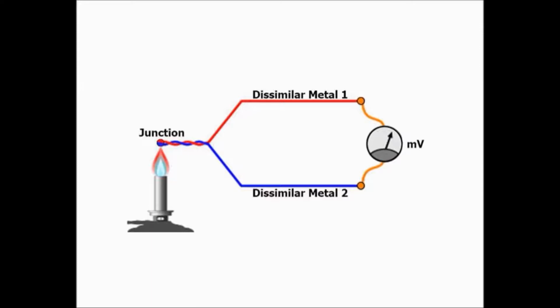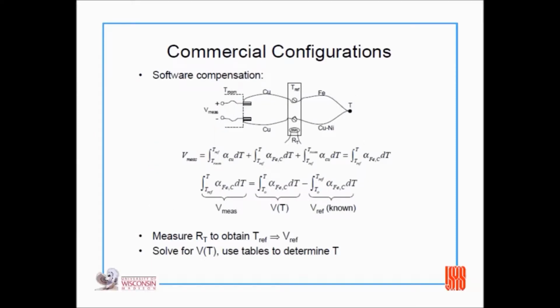So, meron tayong dalawang configuration. Una yung software configuration at hardware configuration. Yung software configuration, doon yung unang reading natin is yung voltage reference. Tapos dahil sa voltage reference na yun, makukuha natin or makakompute natin yung VT. Pag compute natin yung VT, makukuha natin yung value ng temperature natin sa reference table. Tapos yung reference table naman, nakabase yan kung anong klase ng thermocouple yung ginamit natin.